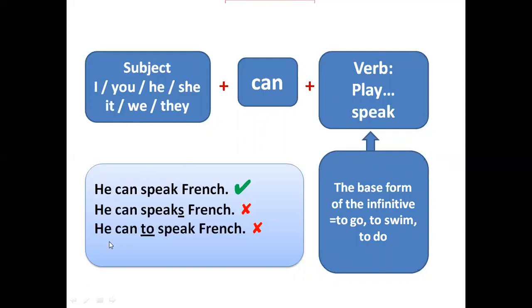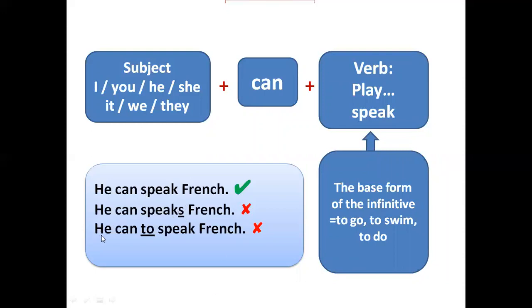So let's see some examples. He can speak French. Here the sentence is correct because we have the subject first, then the modal verb can, then the base form of the verb. The second example, he can speaks French. Here the sentence is incorrect, it's false, because we didn't use the base form of the infinitive of the verb speak. Normally, this S should not be here. So it should be, he can speak French without the S.